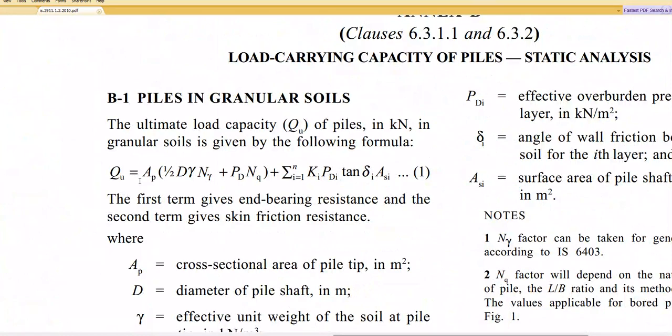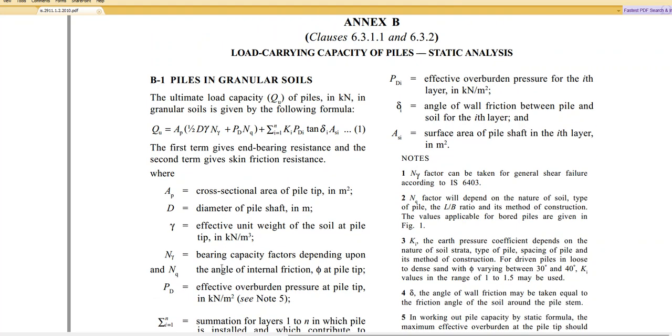So here we see QA is equal to AP. QA is ultimate load capacity. AP is the cross-section area of the pile. D is the diameter of the pile. Gamma is the effective unit weight of the soil at the given depth. N gamma is the soil bearing capacity factor, which actually you see here, bearing capacity factors depend on the angle of internal friction phi. So for this N gamma we have to refer IS 6403, right? We will see from that code how N gamma is evaluated, or it is interpolated based on the phi values.